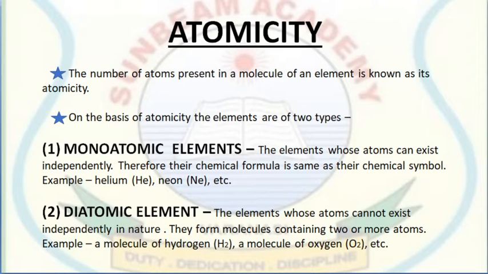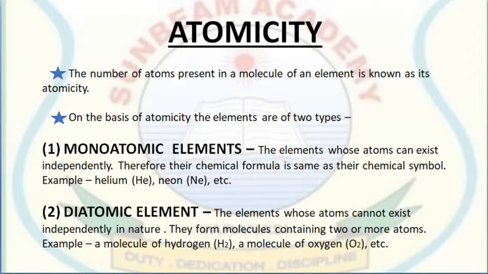Now, the next topic that we will discuss is atomicity. It is an important topic of the chapter, so please pay more attention to this topic. The atoms of some elements can exist independently, for example, helium or neon. They are known as monoatomic elements, and their chemical formula is therefore the same as their chemical symbol.